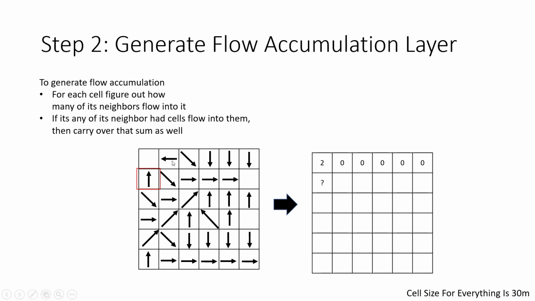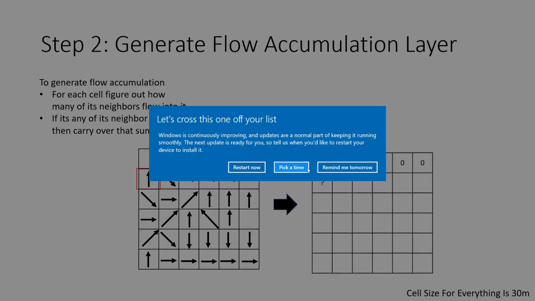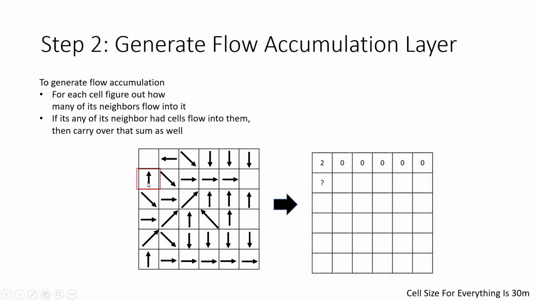I've gone ahead and filled in some more of the flow accumulation layer, and we get to this one right here. I want you to pause the video and think through, for this cell here, how many of its neighbors flow into it. Well, just like the other ones we've looked at, in this particular case there are no arrows pointing into it. None of its neighbors point into it. So this would also have a flow accumulation value of 0.